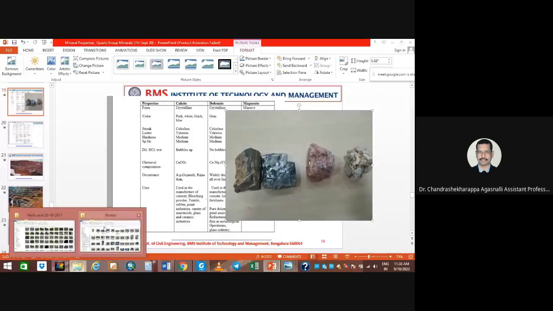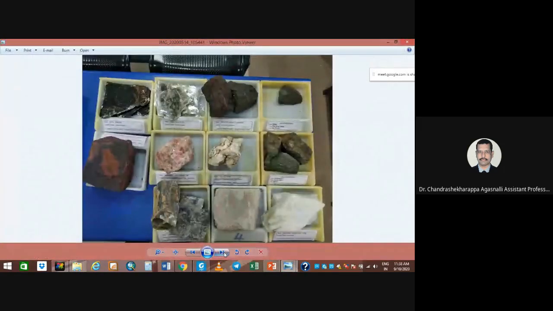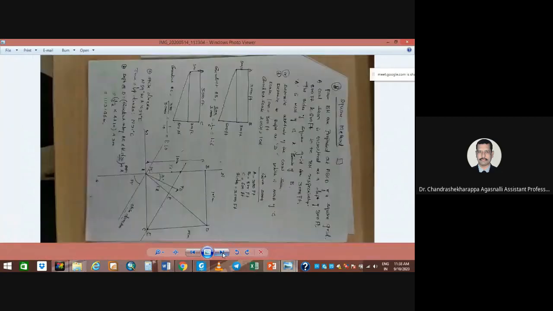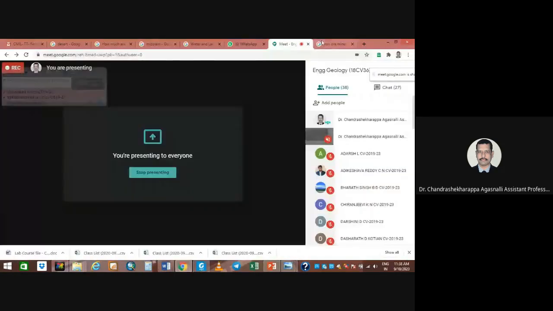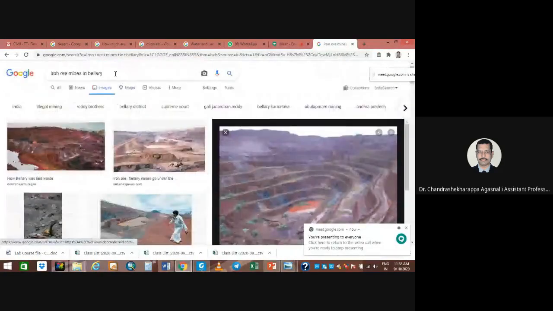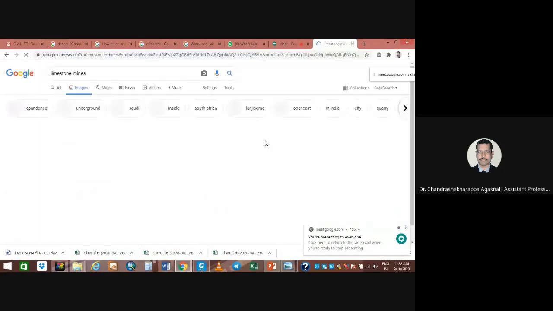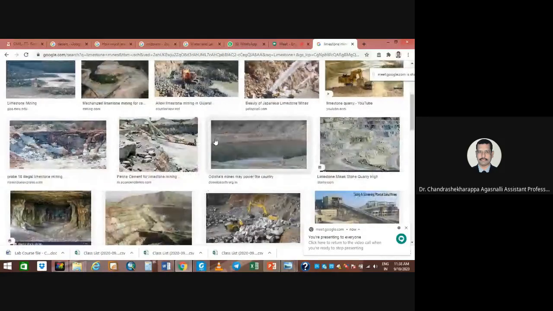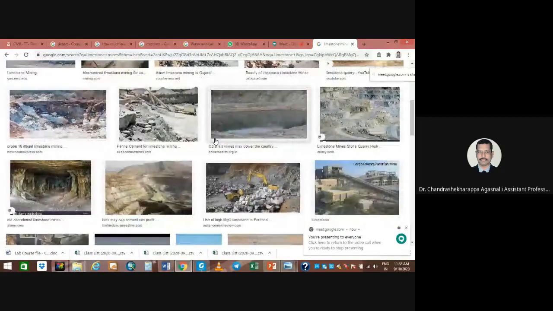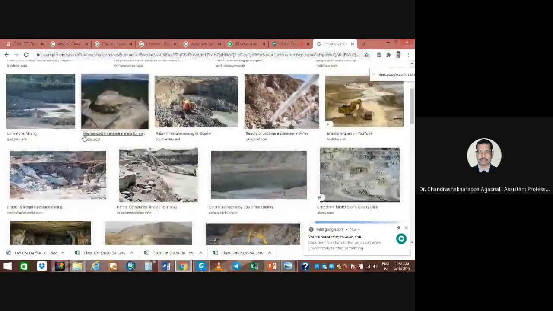We can see this sort of thing. What I've shown, we call this limestone, limestone mines, that you can easily understand, what's going on here. But it's very difficult to get a clear picture of how it looks. I want the bench-wise view.